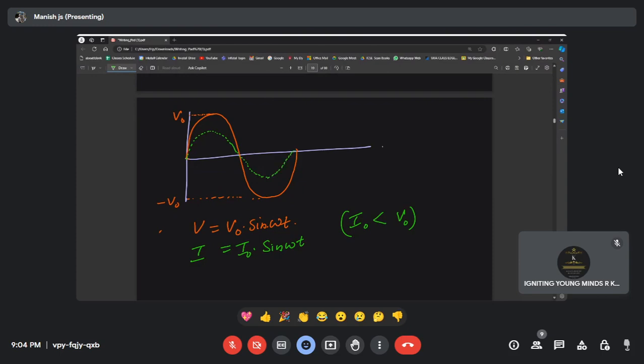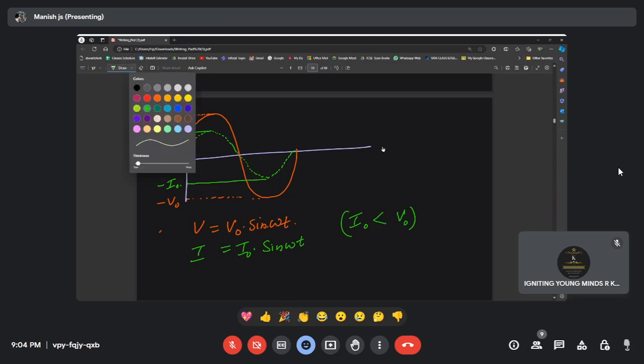So when you try to map it, this is your I naught peak value, and this is the negative peak, and this is the positive peak. Negative peak at the bottom, positive peak at the top. See, this is how you show it. There is no phase difference as such. That's why they have a common point of origin. You understand? These are the waveforms.